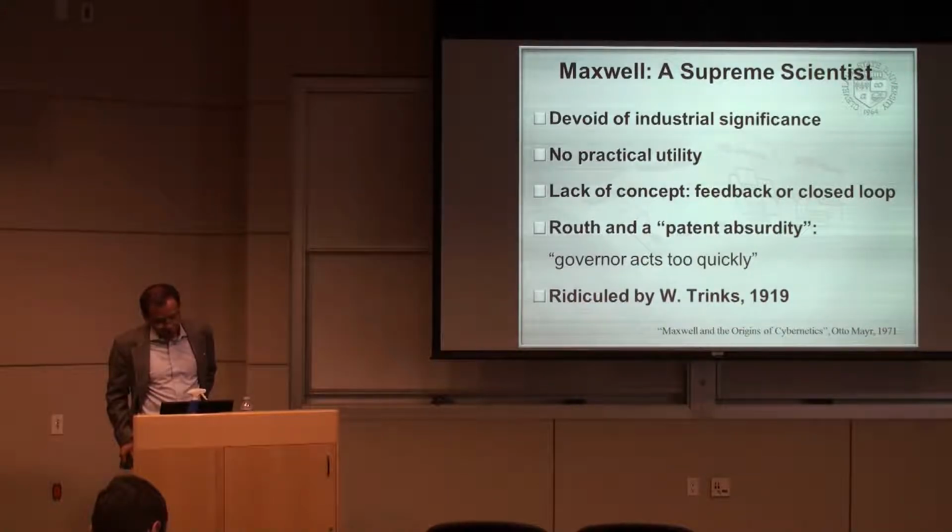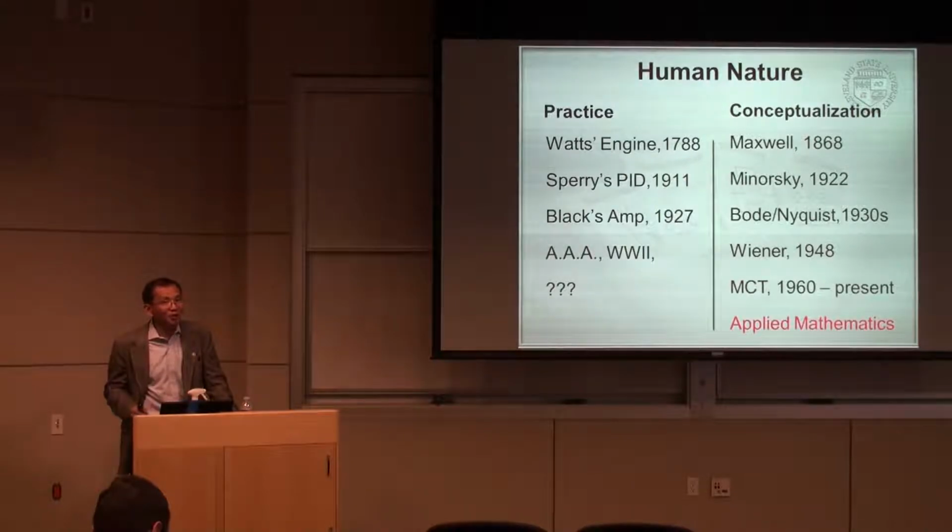Well-known control historian Otto Meyer, in 1971, actually wrote a paper on Maxwell's conceptualization. He pointed out that Maxwell is a great scientist, but his work didn't really make an impact on industrial control. And he gave a list of reasons. So from the very beginning, you see there's a gap between the conceptualization and the invention themselves.